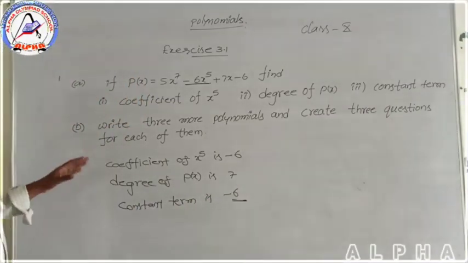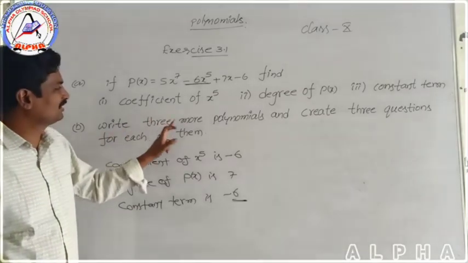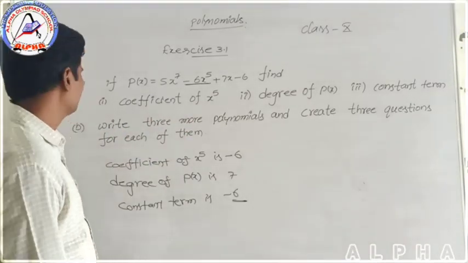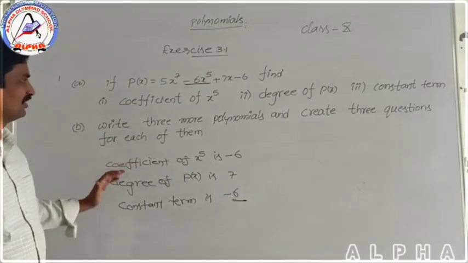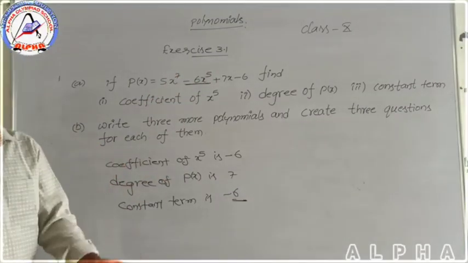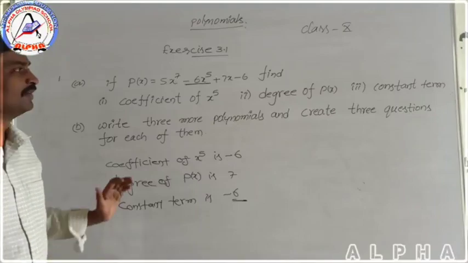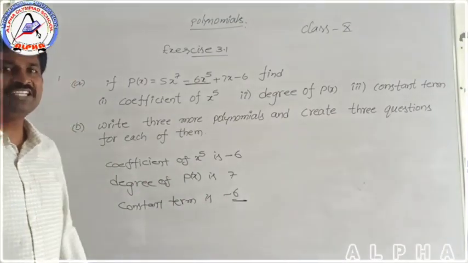In the same process, you yourself have to write 3 more polynomials and create 3 questions for each of them like this. Like this, you have to create 3 more. You have to write 3 more polynomials and create 3 questions for each polynomial.